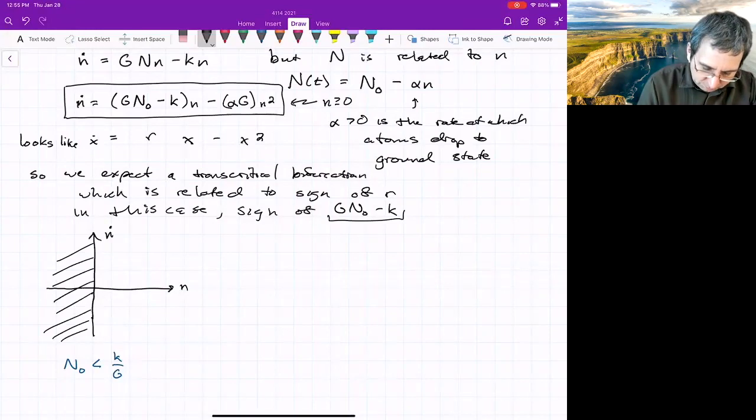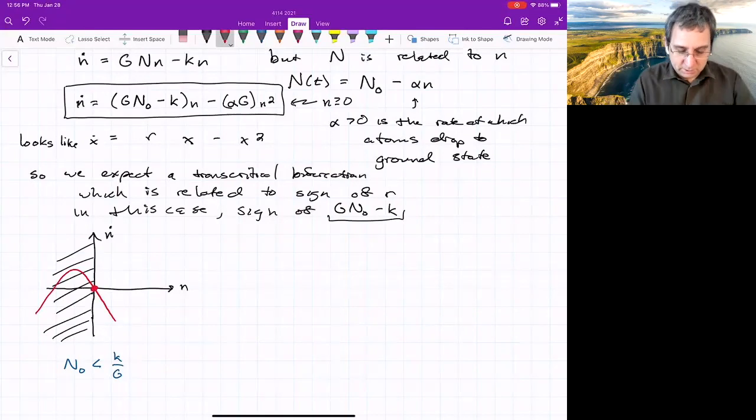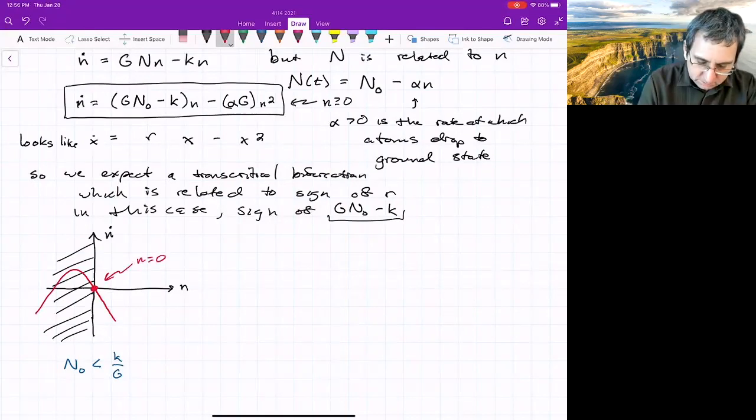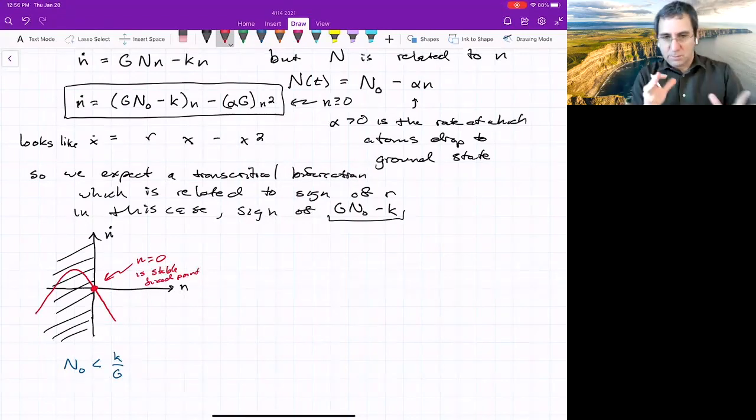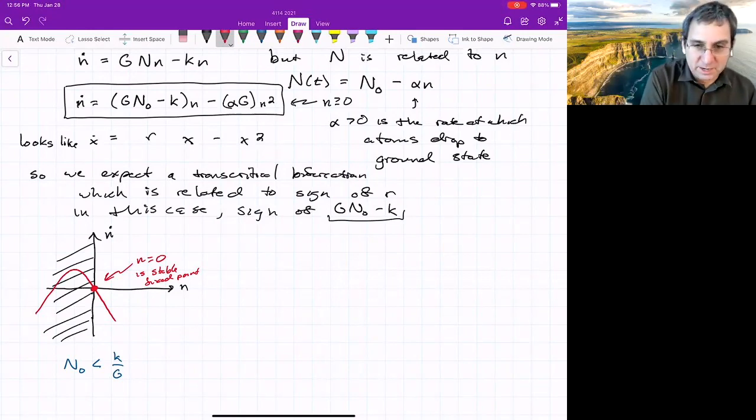Then our plot will be, maybe I'll use red, make it easier. It'll be a parabola, looks like that. And this right-hand side point is the only equilibrium point, n equals 0 is a fixed point and it's stable. That means if there was some kind of perturbation that made the number of photons greater than 0, the dynamics of the system drives it back to 0.